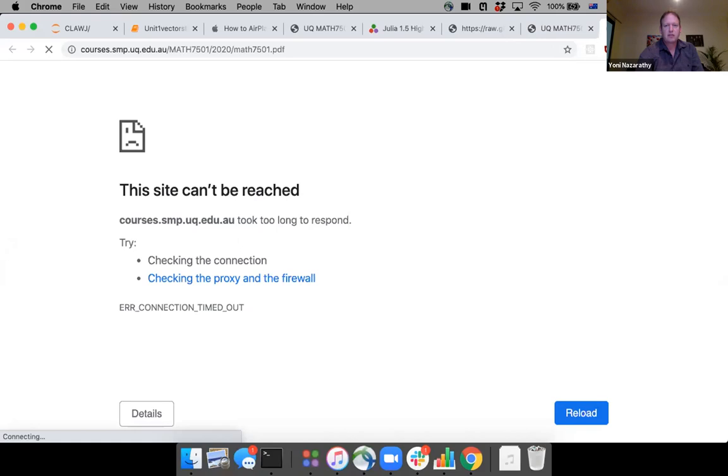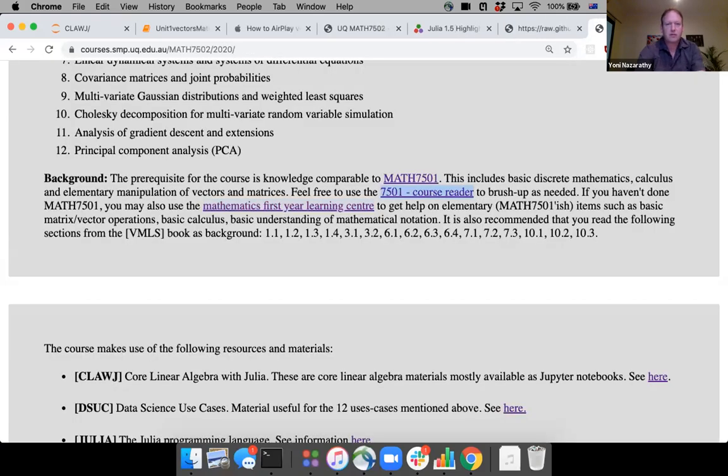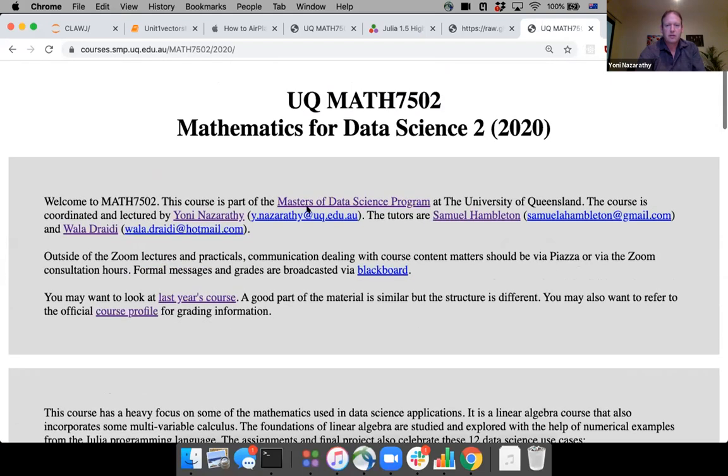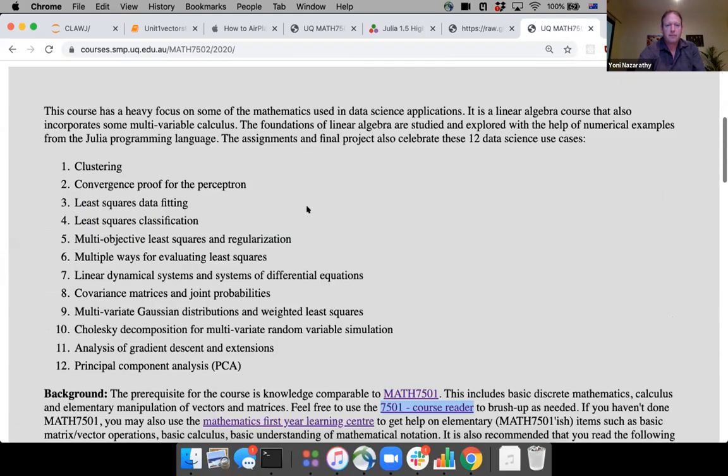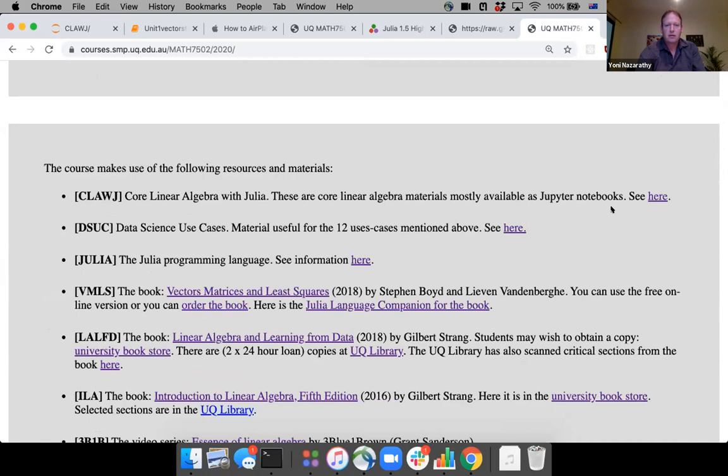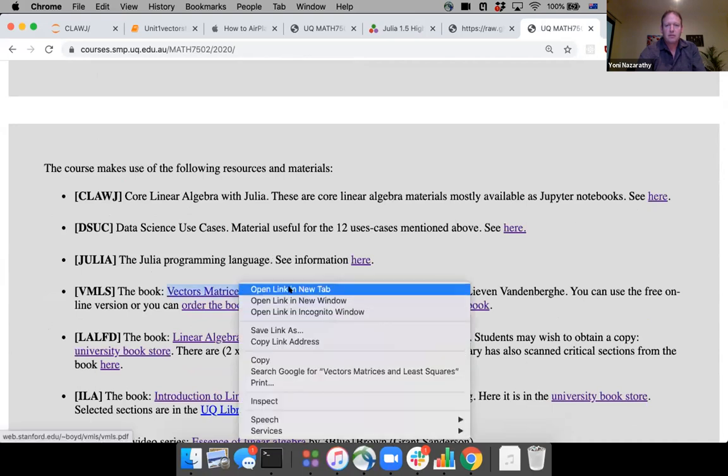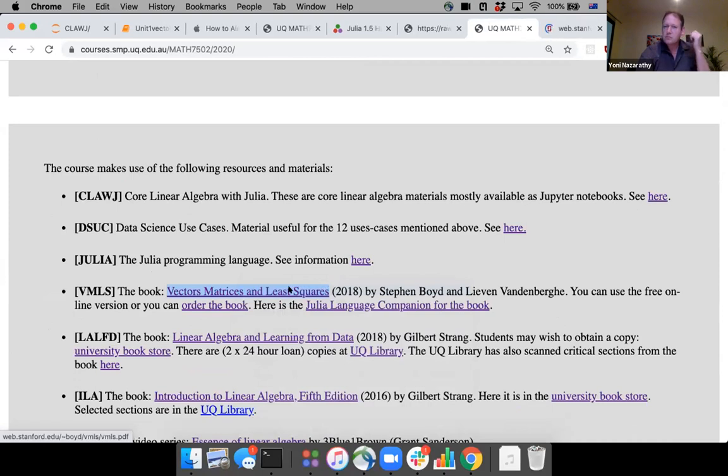Maybe there's actually something wrong with that domain momentarily. That would be surprising, but let's just try a different link just for a second. Sorry. I'll hit, let's say this. Yeah, I think that's working.